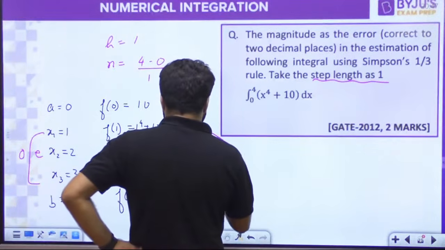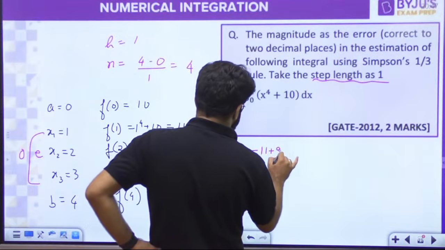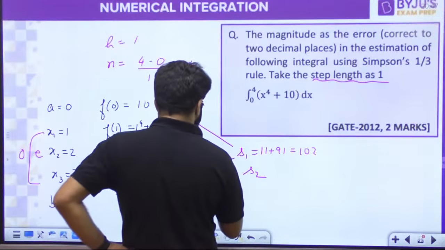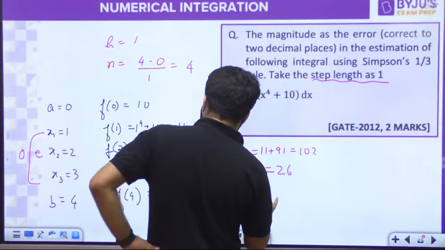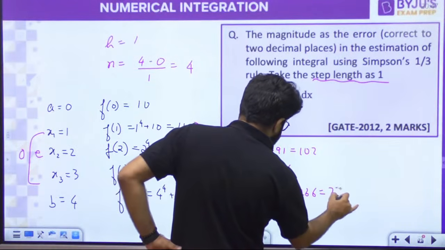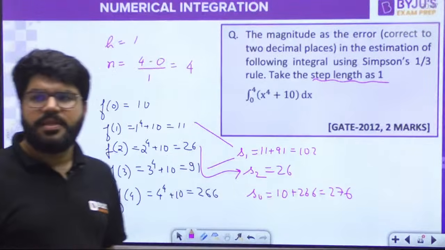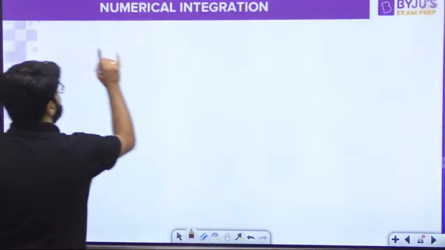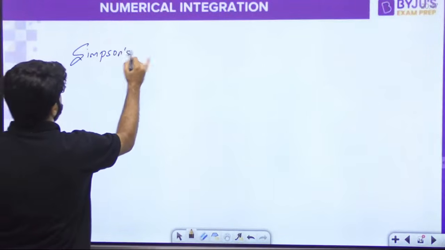So these two combined, f1 and f3, will give you the value of s1. 11 plus 91 is 102. What is the value of s2 then? ये चला जाएगा s2 की वैल्यू में. s2 is 26 and s0 is the sum of extremes. 10 plus 266, that is 276. Cool. So what should be the answer then? What should be the answer by Simpson's rule?